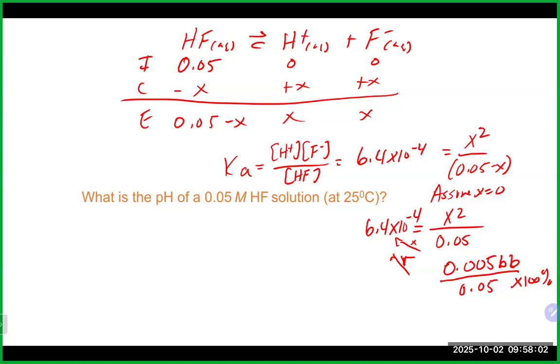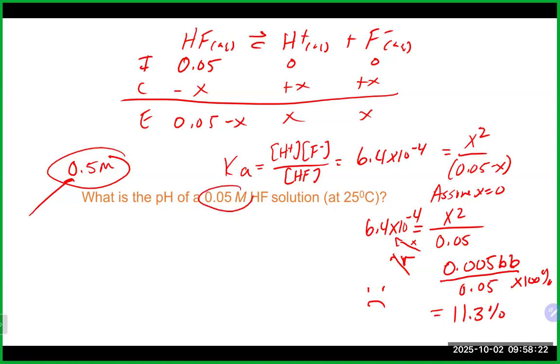Maybe not divided by 100, but times it by 100. That will give us about 11.3%. And it is a bad assumption. So just a reminder that, again, you should check it. And as you might see, what is the difference? The difference is really the concentration we had in the first problem was much larger than the concentration that we have here in this particular problem.